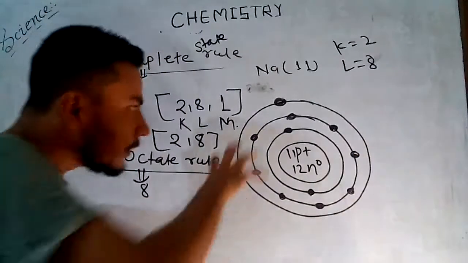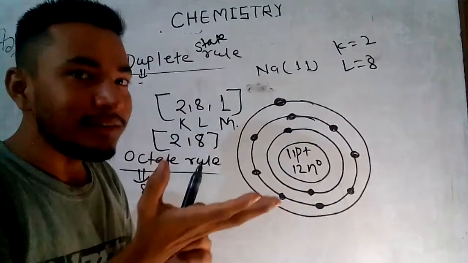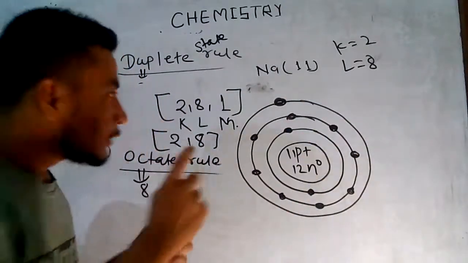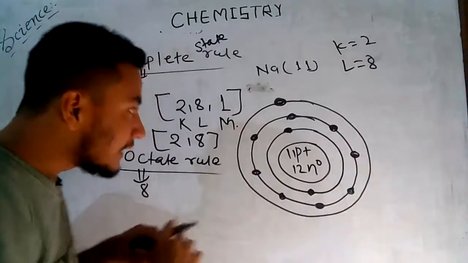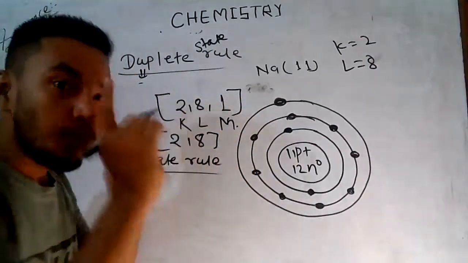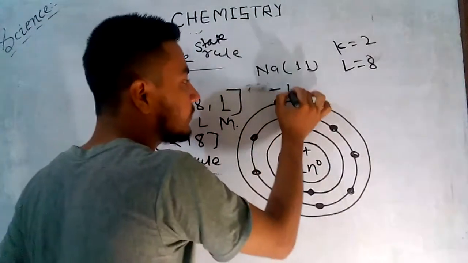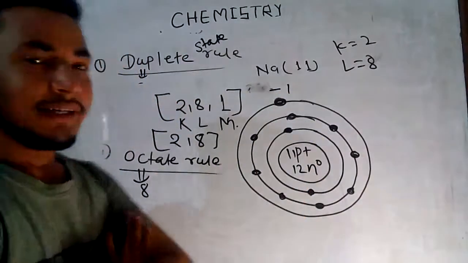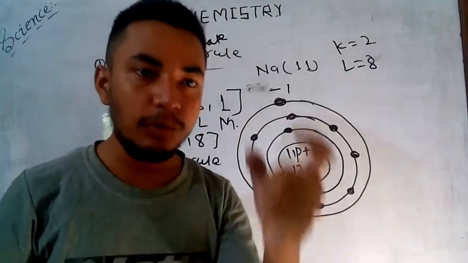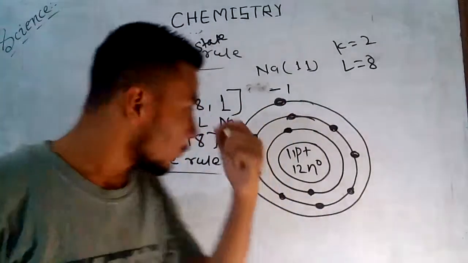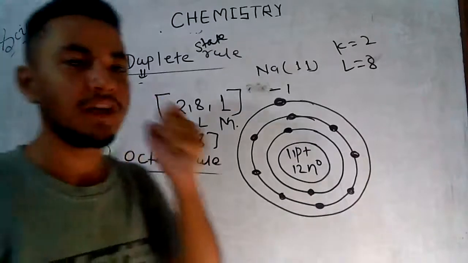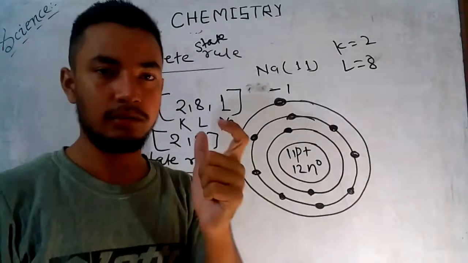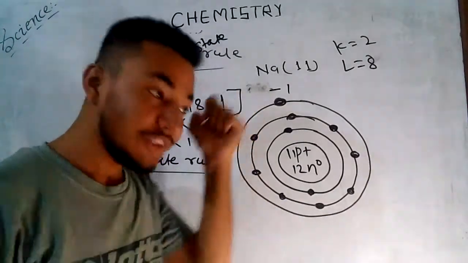And tell me, does sodium lose or gain electrons? Lose or gain? That is lose. How many electrons? 1 electron. So the valency is +1. Clear or not? Sodium loses electrons to gain which electronic configuration? 2, 8, and so the valency of sodium is +1.